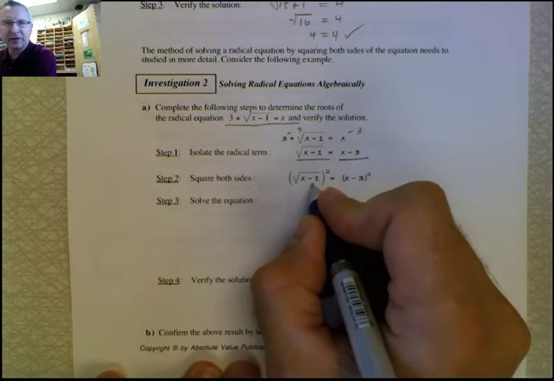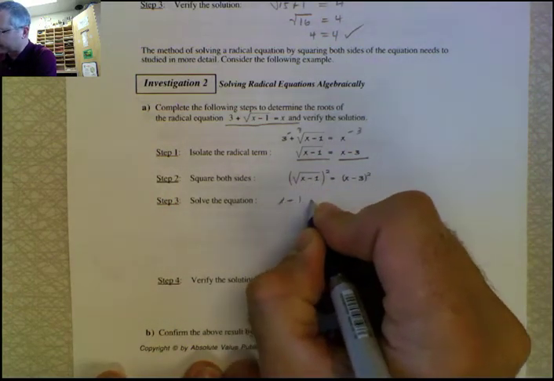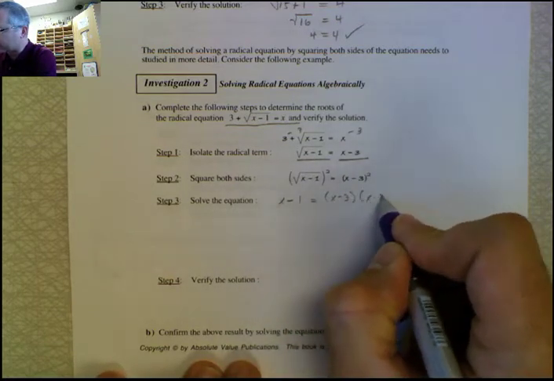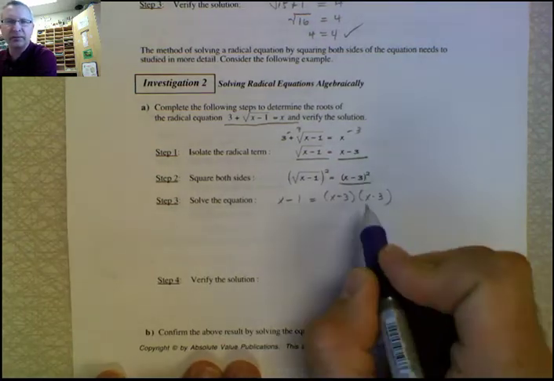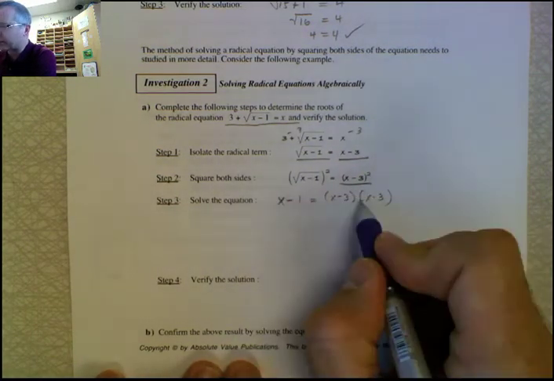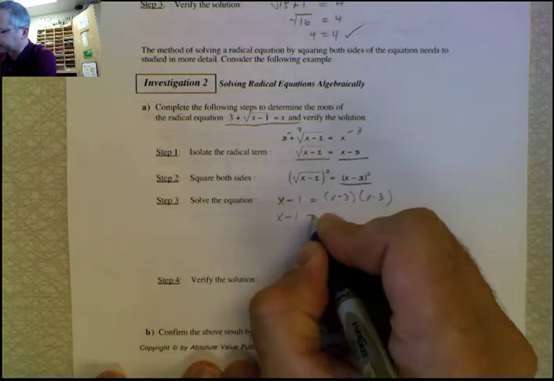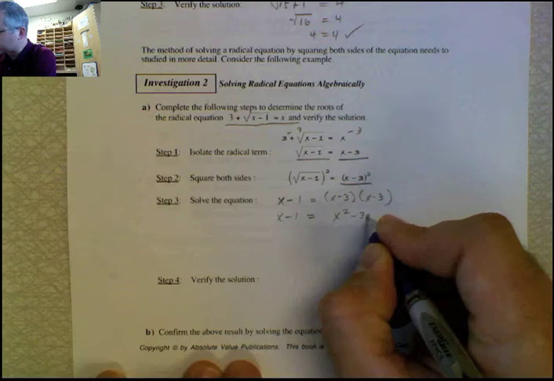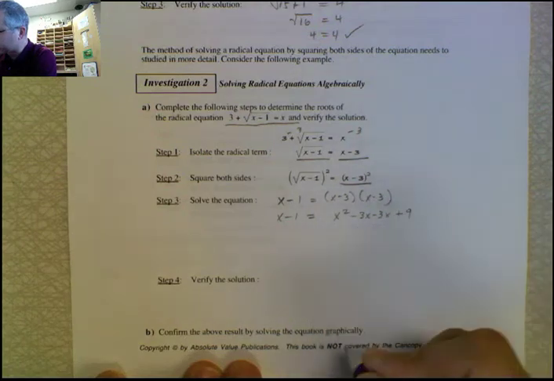If we square the left side, it removes the radical and we're left with x minus 1. When you square the right side, you need to remember that when you square a binomial, it means you multiply that binomial by itself. Lots of people miss this step. So if we expand this, we get x squared minus 6x plus 9.